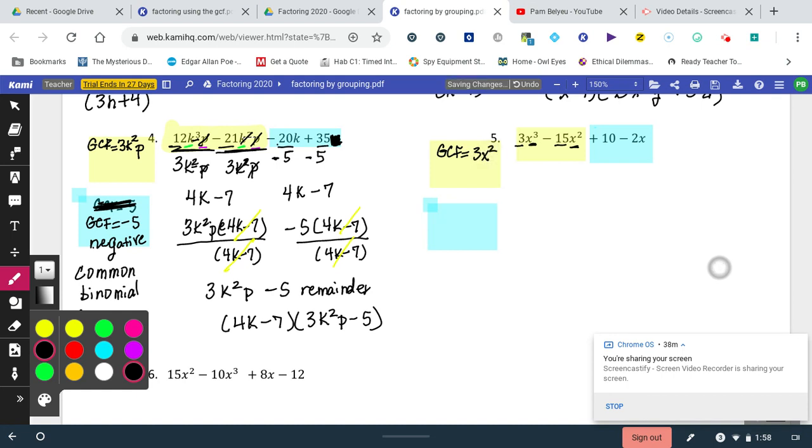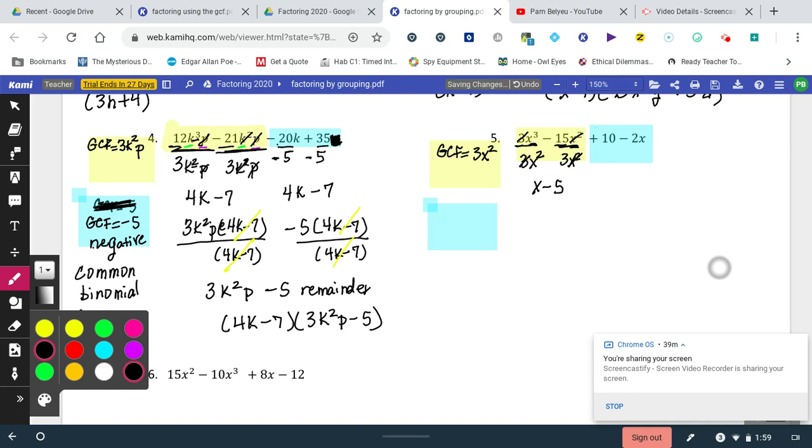So what I'm going to do now is go through and divide each piece by x squared. 3 divided by 3 is 1, basically, or you can say they cancel each other out. And then x cubed divided by x squared is just x, because you just subtract the exponents. 3 minus 2 is 1. Negative 15 divided by 3 is negative 5. And these will cancel each other out.